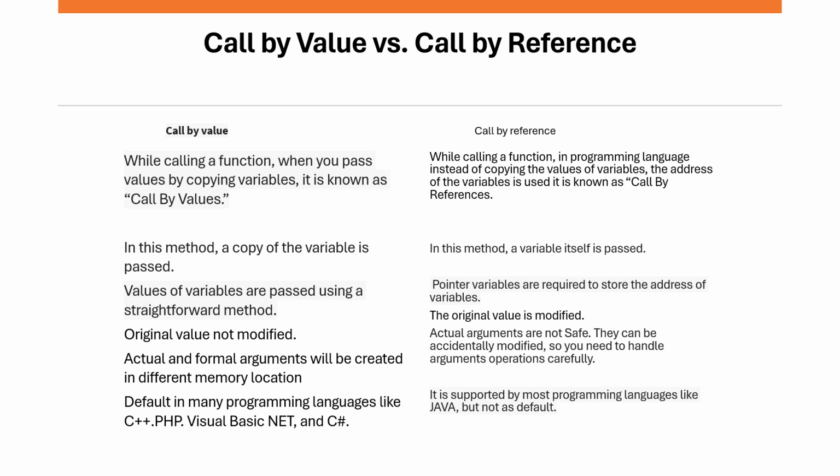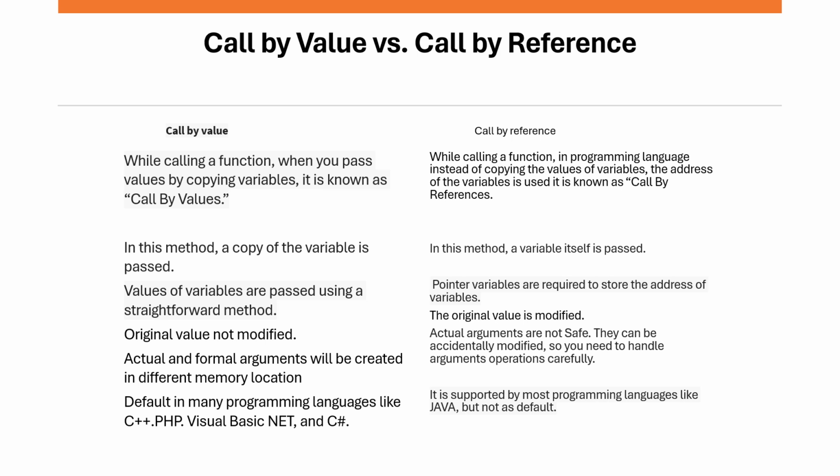In call by value, we are copying the variables and a value is passed. In call by reference, we are calling the address of the variables. The address of the variable is passed from one parameter to the other. Second, in this method a copy of the variable is passed, but in reference, the variable itself is passed. So here only a copy of the variable is passed. In reference, we are passing the variable itself.